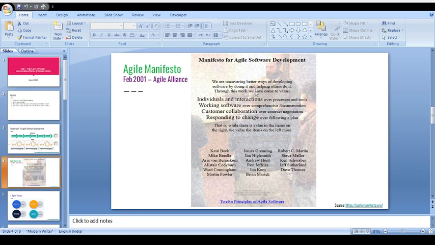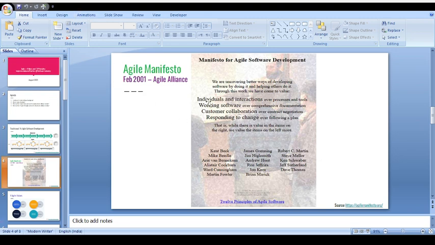Through this work, we have come to value. They are valuing many things which are available on the left side rather than the right side. So if you look at it, they value individuals and interactions over processes and tools. They value working software over comprehensive documentation. They value customer collaboration over contract negotiation. They value responding to change over following a plan.